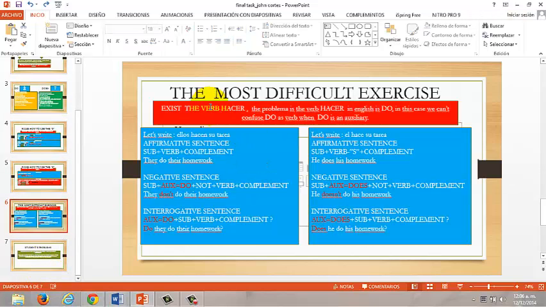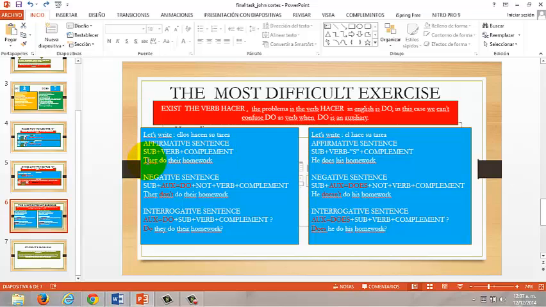So here, for me, that is the most difficult exercise. My students usually get very confused with this exercise. When they solve this exercise, they understand the simple present tense. So in that case, the example is: ellos hacen su tarea. So you see, we follow the affirmative sentence: subject, verb plus complement.